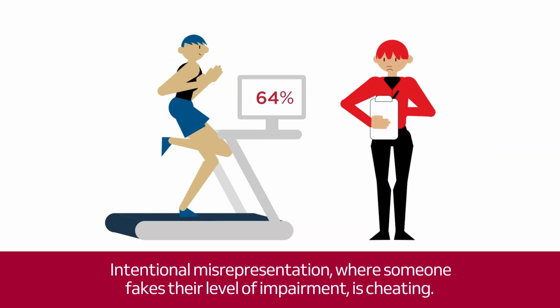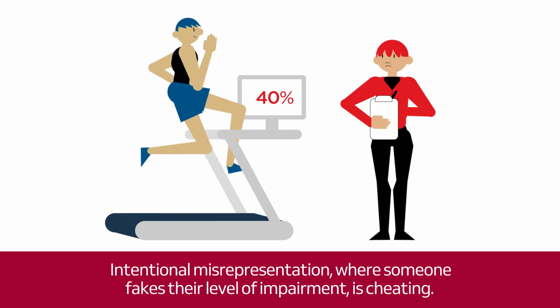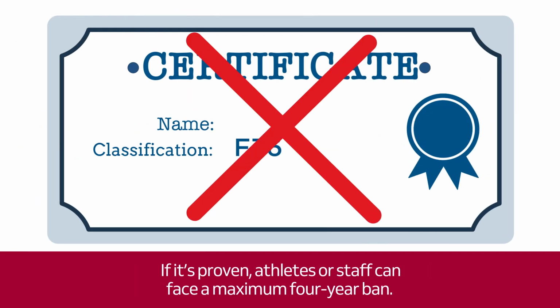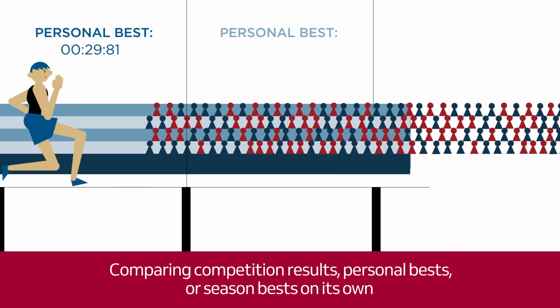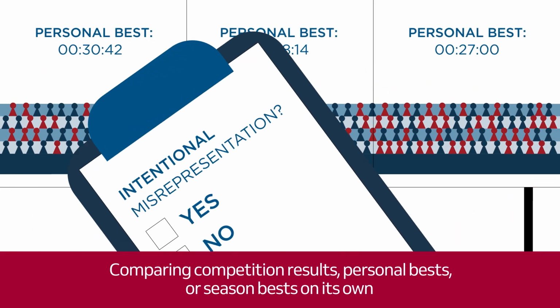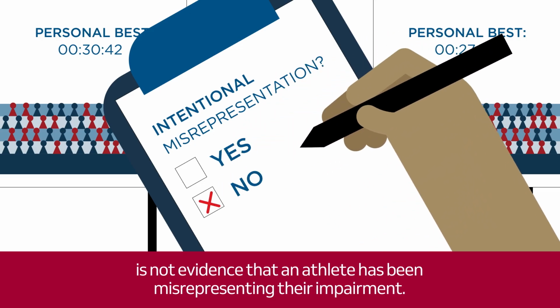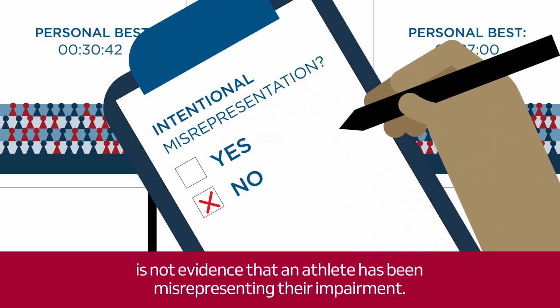Intentional misrepresentation, where someone fakes their level of impairment, is cheating. If it's proven, athletes or staff can face a maximum 4-year ban. Comparing competition results, personal bests, or season bests on its own is not evidence that an athlete has been misrepresenting their impairment.